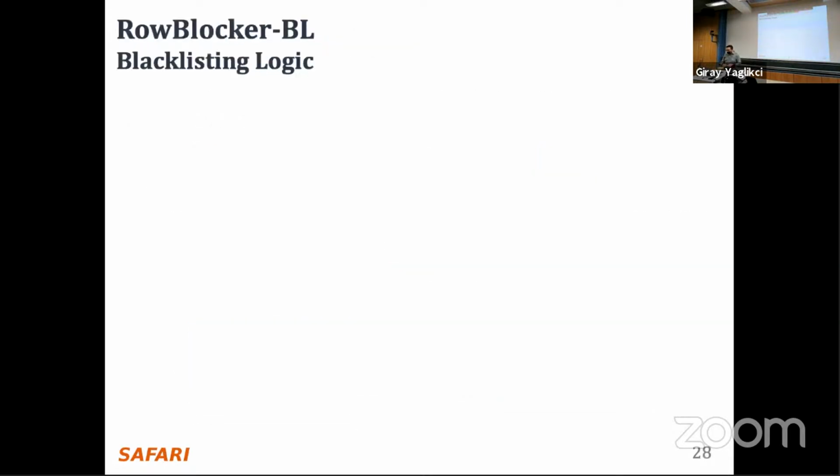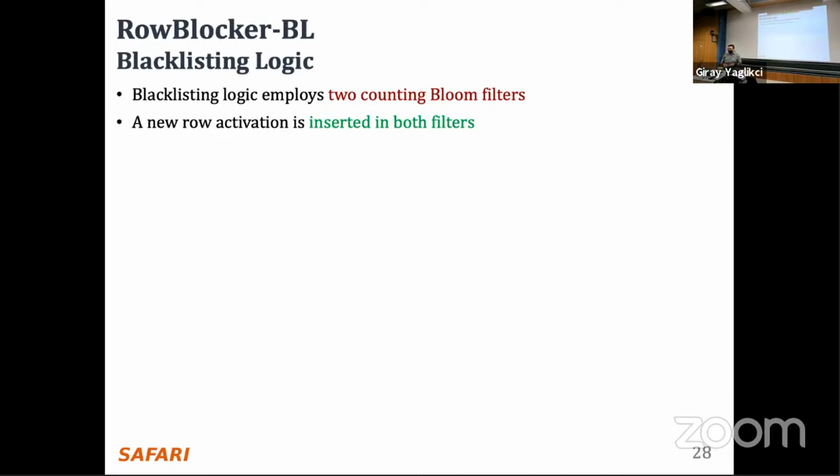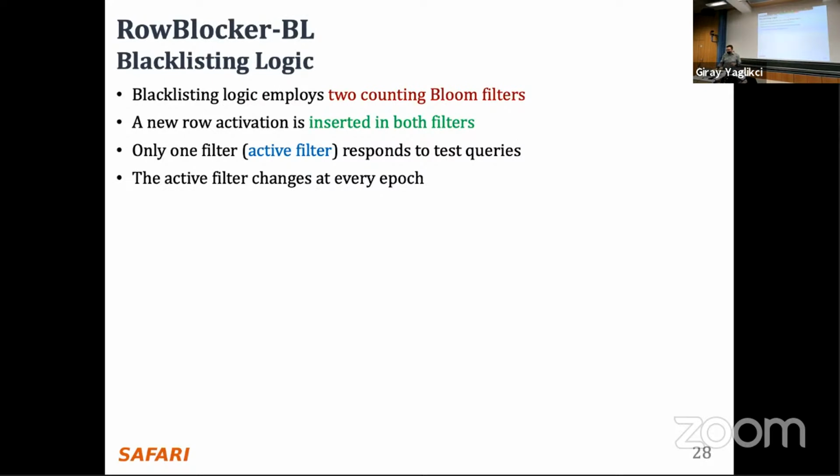Blacklisting logic employs two counting Bloom filters, and a new row activation is inserted in both filters at all times. But only one of these filters responds to test queries at a given time. We call that filter the active filter, and the other filter is the passive filter. The active filter alternates at every epoch between these two filters.